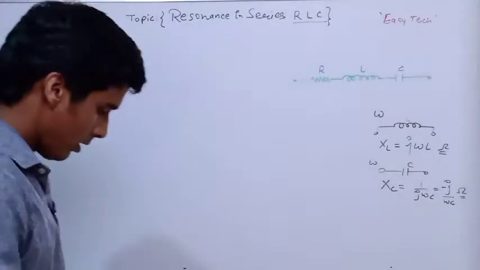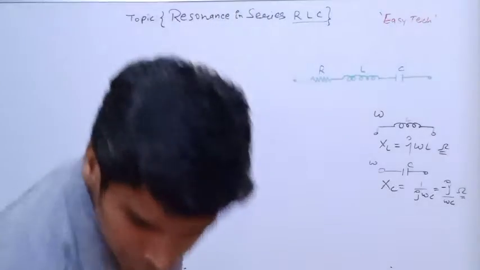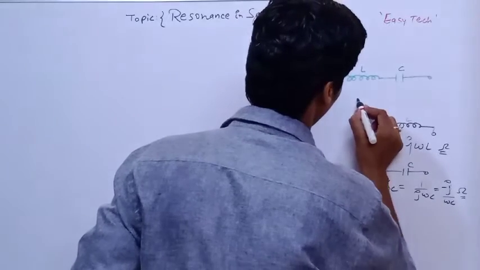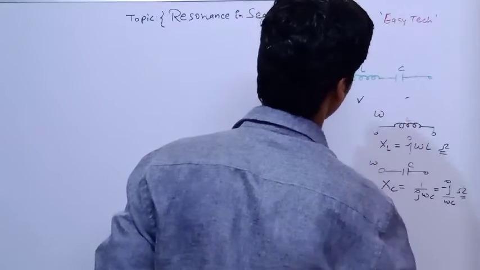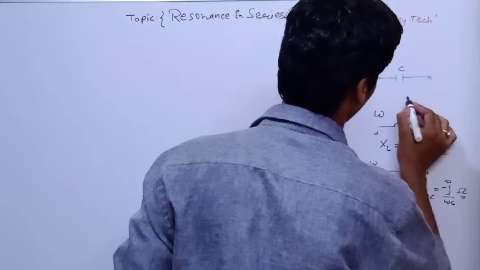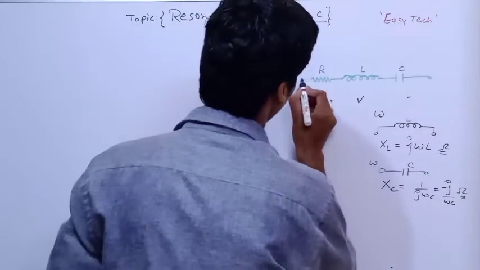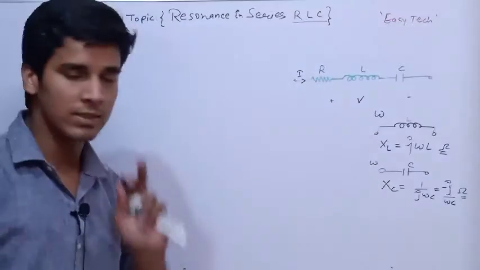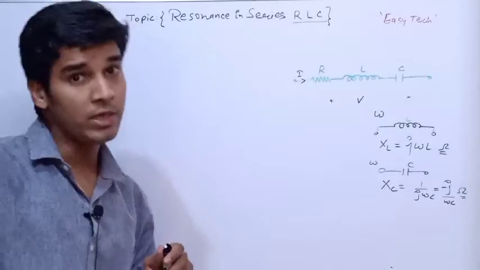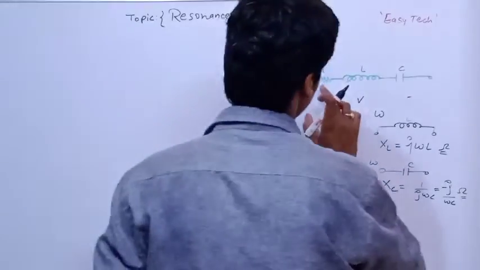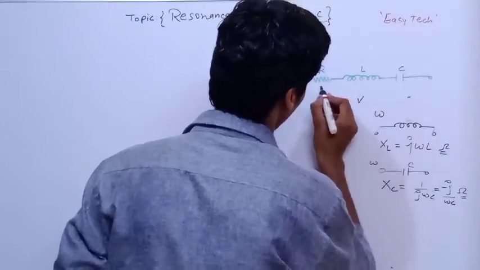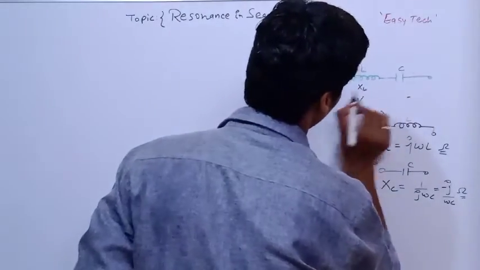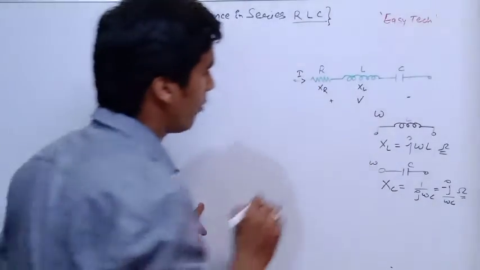Now if we apply an input of V volt, and the current flowing in this circuit is I, since the elements are connected in series, the same current flows through each element. This is R, this is L, this is C. This is the resistive impedance, this is the inductive impedance, and this is the capacitive impedance.